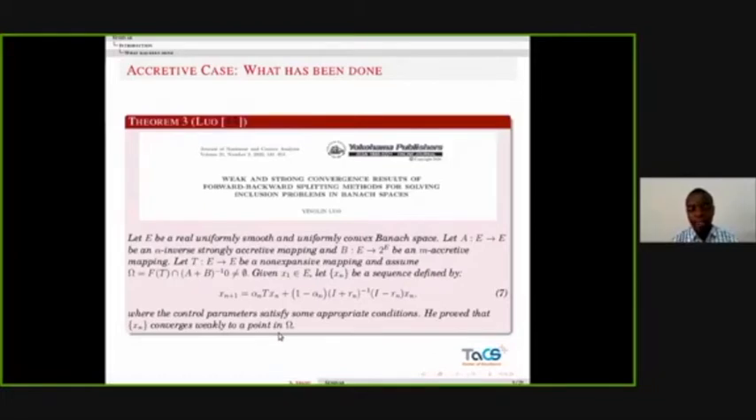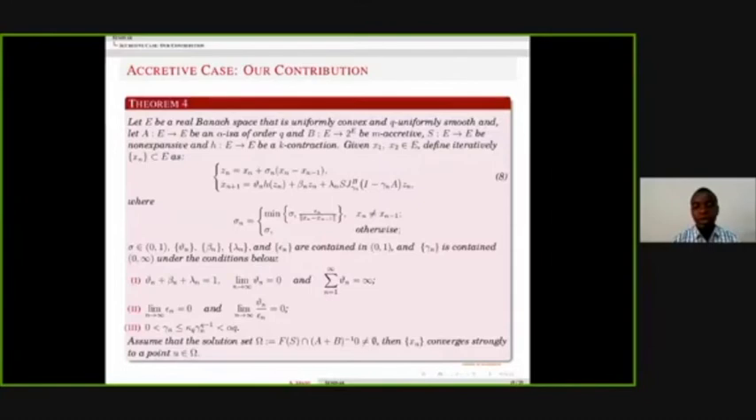Now, motivated by the comprehensive literature review given by Wang et al. and the current interest in the inclusion problem 4, we introduced and studied the initial algorithm 8 in Banach spaces that are uniformly convex and Q uniformly smooth. Under the assumption that the operator A is alpha inverse strongly accretive, B is M accretive, S is non-expansive, and the control parameters satisfy conditions 1 to 3, we prove that the sequence Xn generated by our initial algorithm 8 converges strongly to a solution of the inclusion problem 4.